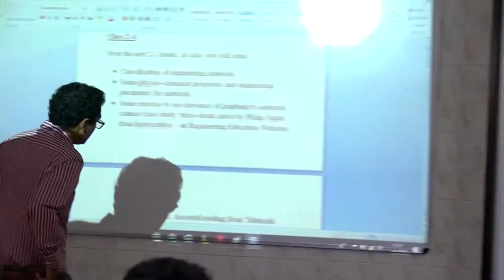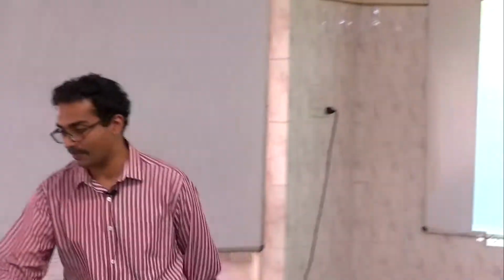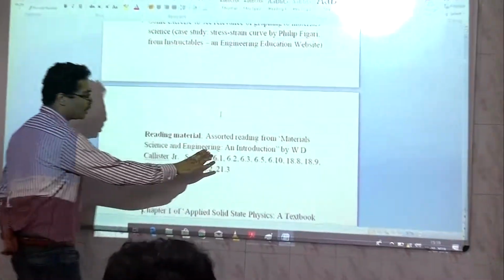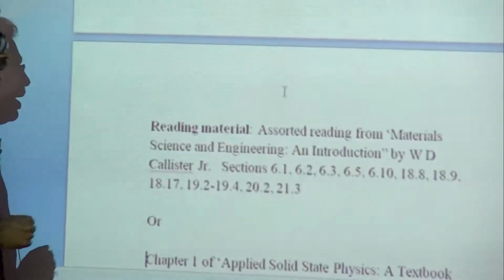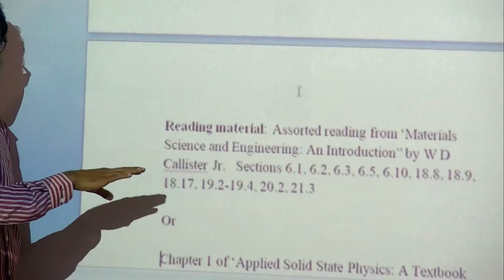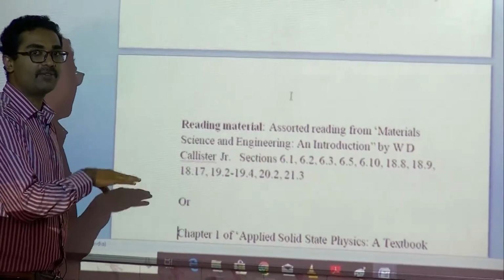And the reading material that corresponds to what we are discussing here is assorted reading materials from the following. There is material science and engineering. These are the sections. Okay, so you will find that today's reading is a little bit bulkier, but not all of it will be covered today. But eventually we will cover a certain amount of ground. But this is the reading that maps to the discussion that we will be having today.